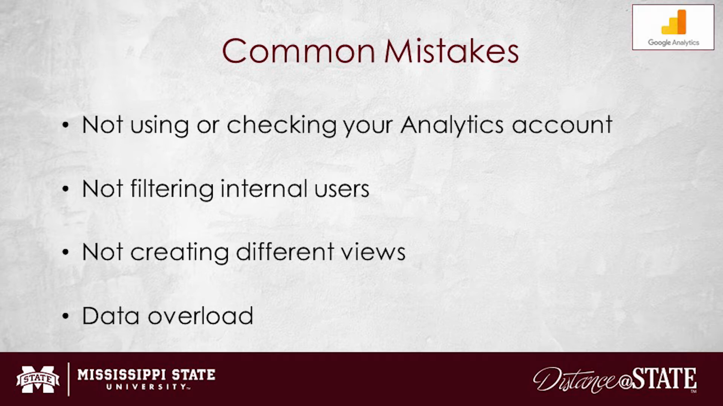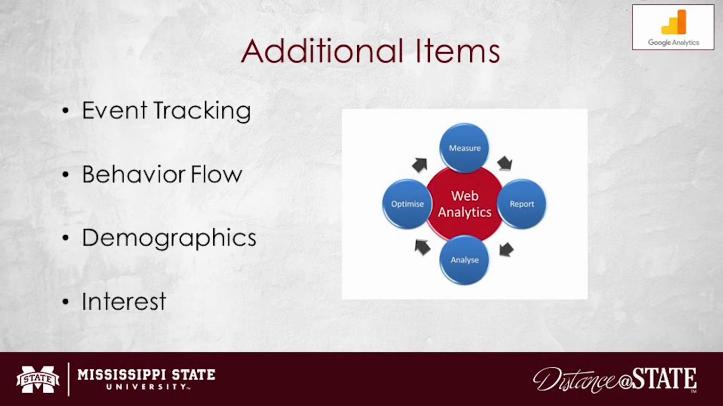So just some additional things that we don't really have time to jump into, but want to get your interest in, is event tracking. If you have links going outside of your domain, we do this for our applications. Applications are over in graduate school and undergrad or Banner or wherever they are nowadays. We event track those, so we know how many people are clicking on those. You can also look at behavior flow, how people go through your site, and see information on that.